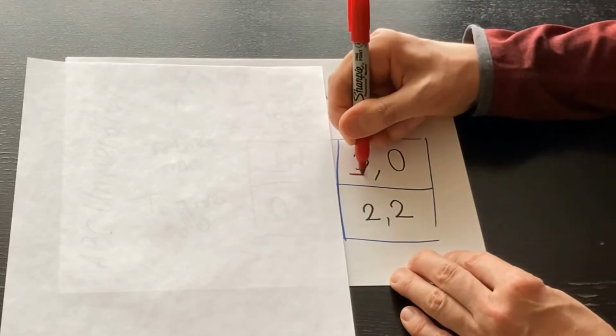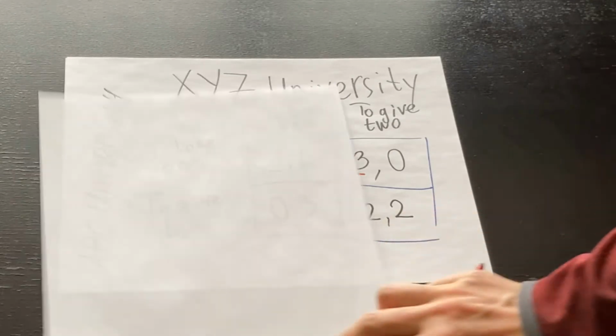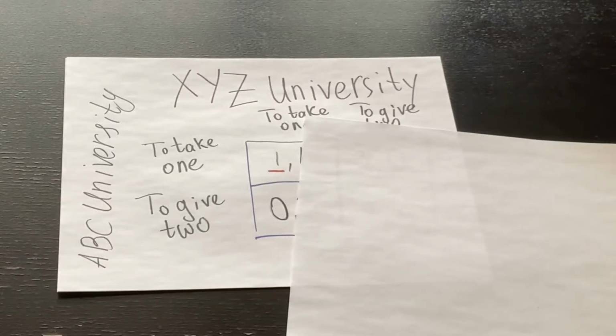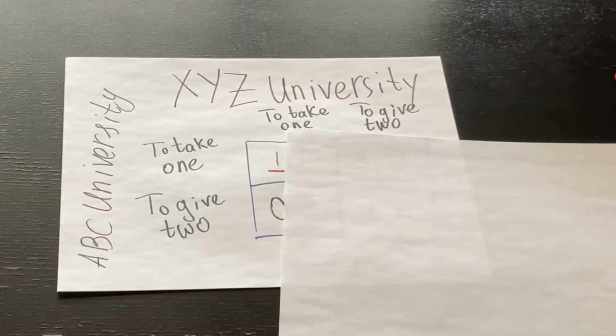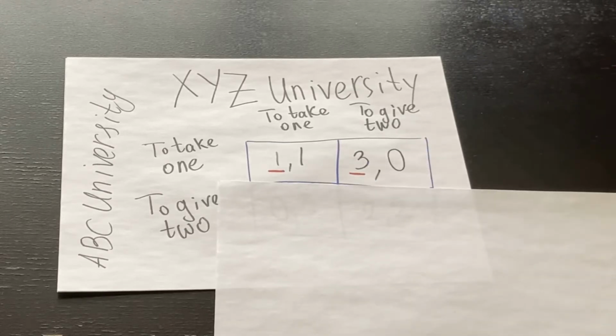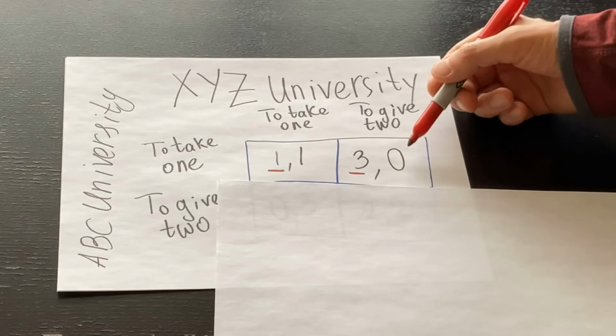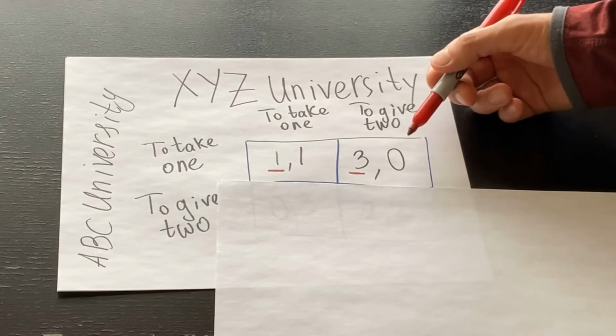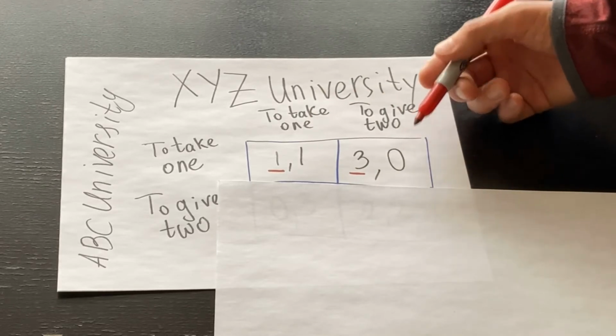And the second university will solve this game also. The second university will also assume that ABC will take 1 million, in which case this is the situation XYZ will face. And XYZ will have a choice between 1 million and 0. Which one is better? 1 million is better, underscore it.